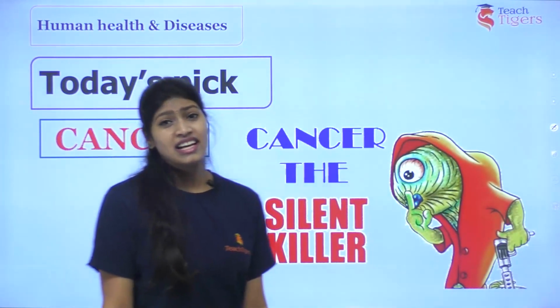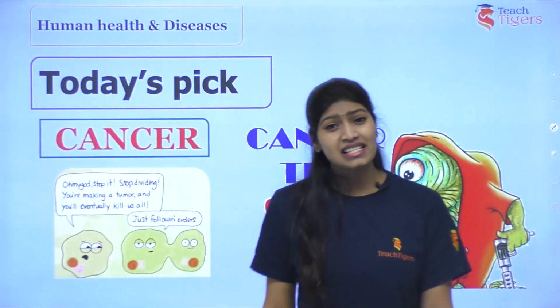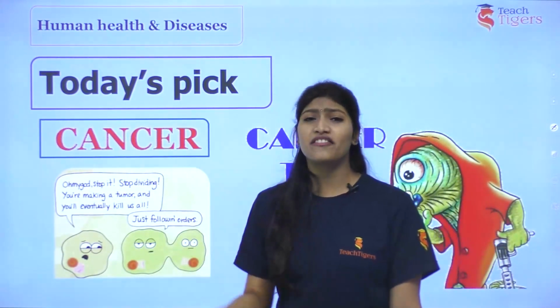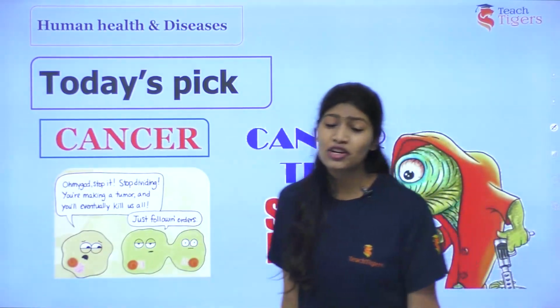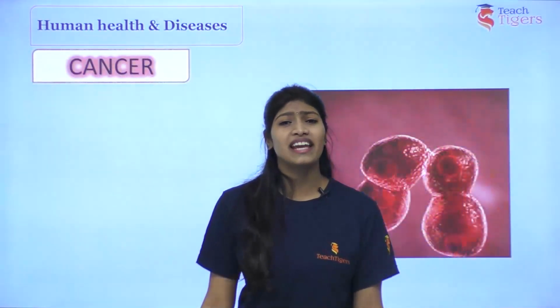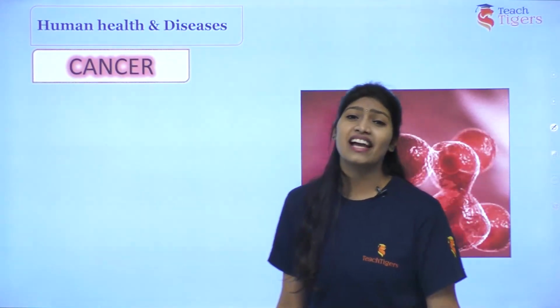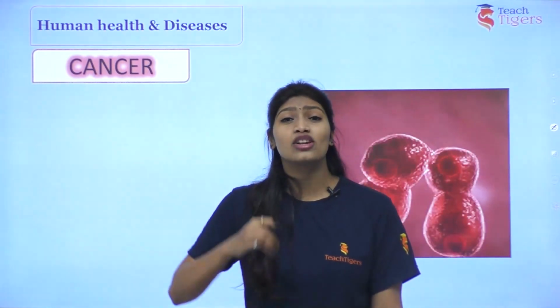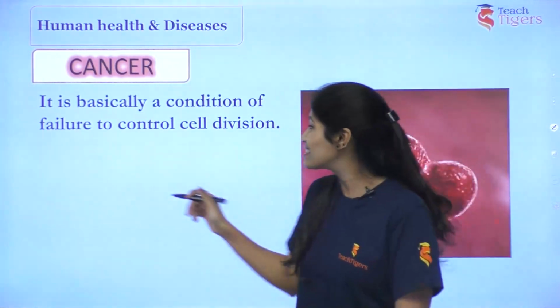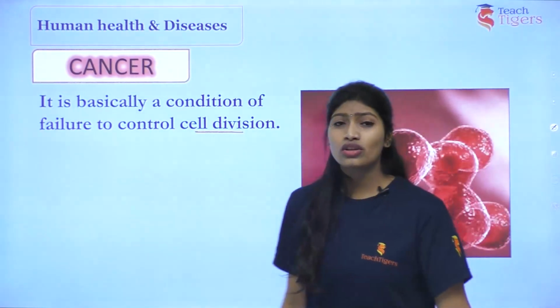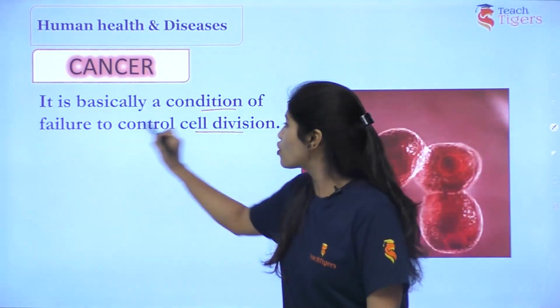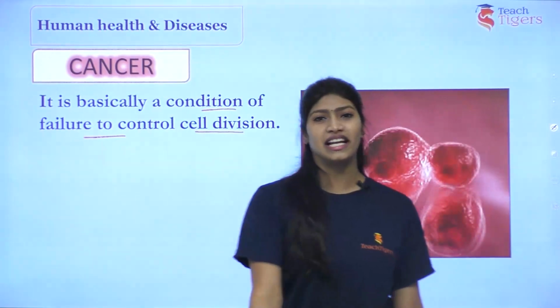Cancer is a disease which is caused due to uncontrolled division of cells. Scientists explained that cancer is caused by the loss of control on the cell cycle and cell division. So it is basically a condition of failure to control the cell division.